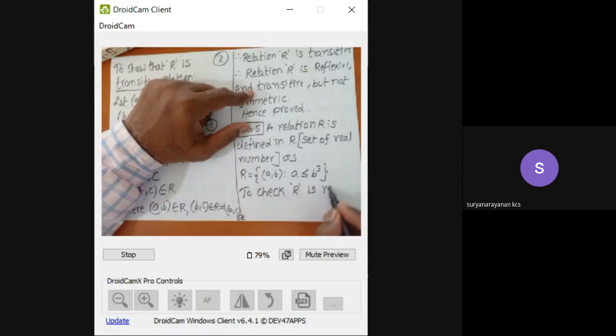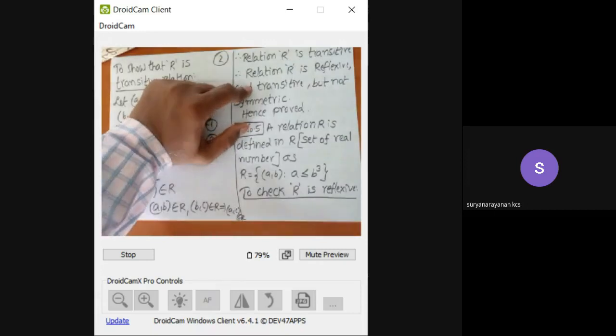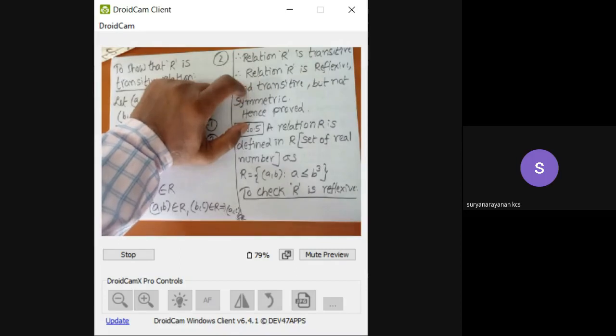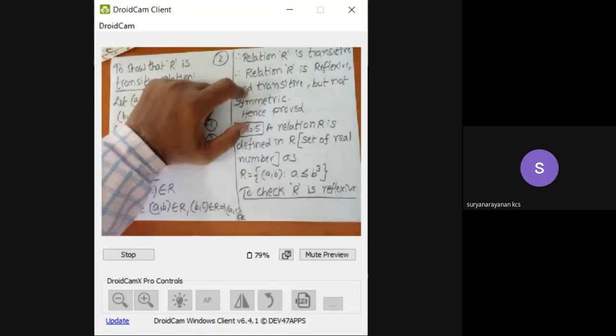So, our trial one. To check, what is the first step to check the reflexive relation, my dear children? It is not reflexive, so it is not a reflexive relation. To show that this relation is not reflexive, we are giving a counter example. Okay, my dear children, let us give a counter example.